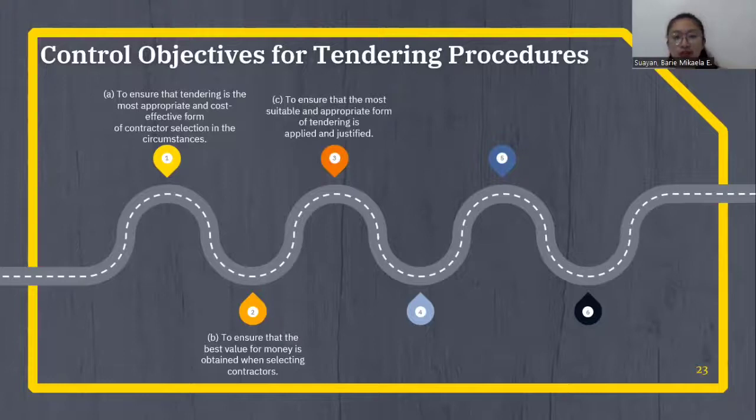C. To ensure the most suitable and appropriate form of tendering is applied and justified. By this, it shows clear intention to the other party and they acknowledge the contractors and giving them unbiased and rights.